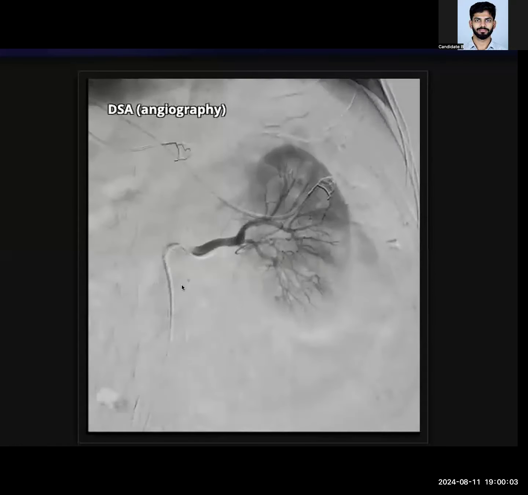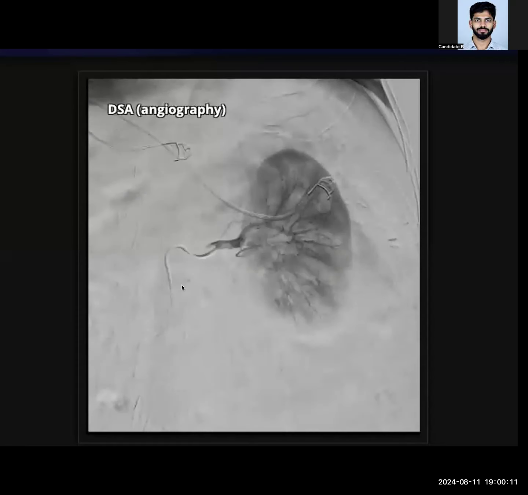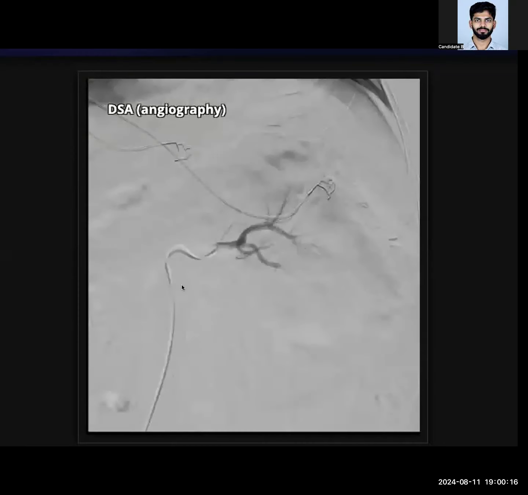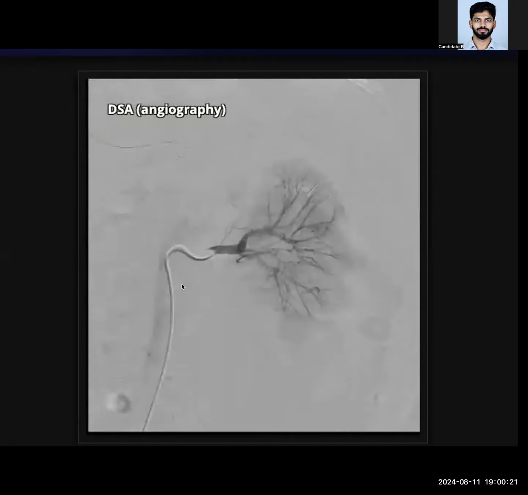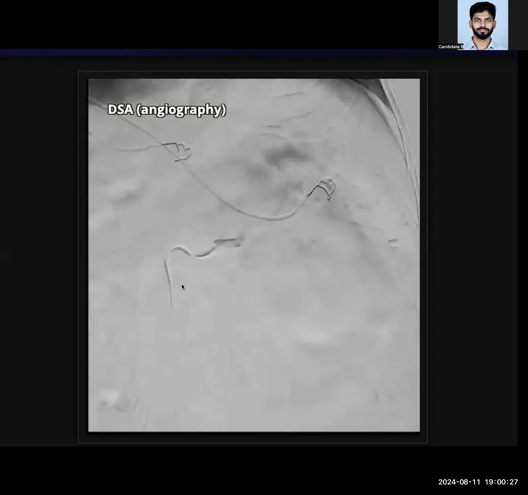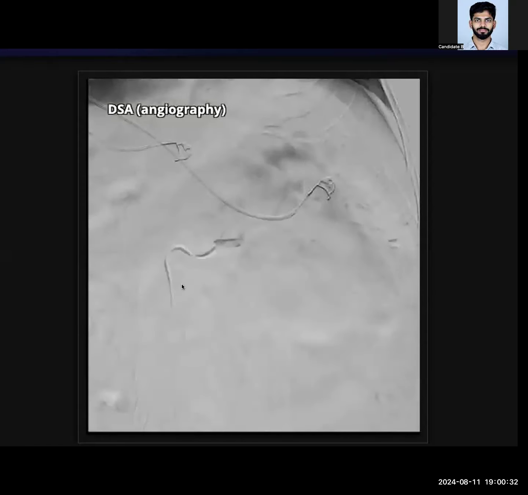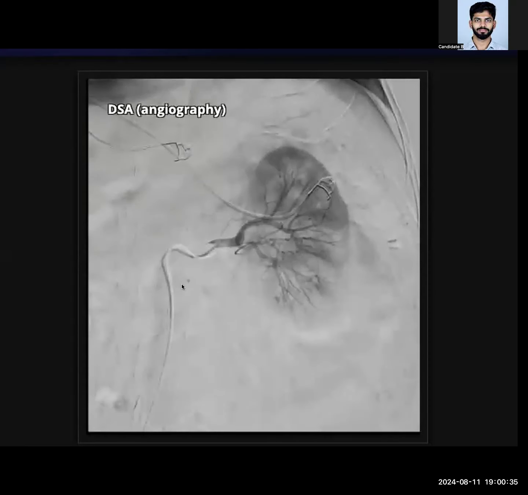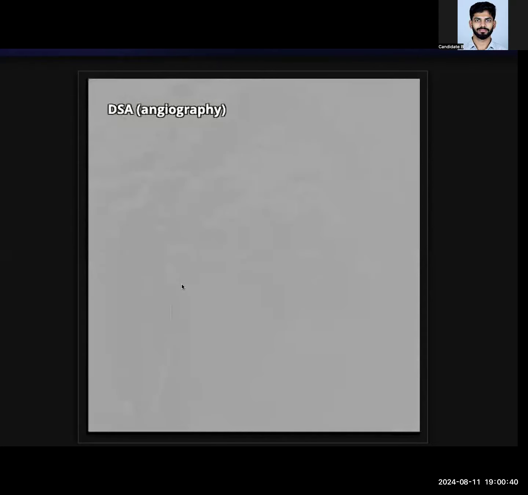I'm trying to see through the scan. I'm trying to see is there any obvious abnormality. I can see that the renal arteries are opacifying normally and dividing into the superior and inferior division. Other than that, I'm trying to see is there any active contrast leak or a vascular outpouching. I can't see any caliber narrowing or a beaded appearance of the renal artery.